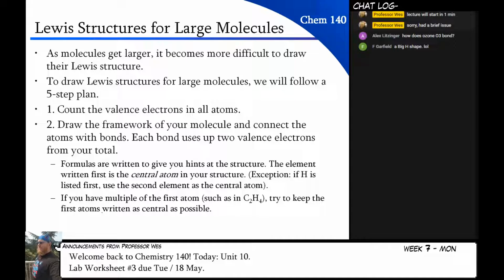Now, when you draw stuff based on your formula, remember the formula is trying to give you a hint as to its structure. The first element is usually the central atom. If it's H, then the second element is, because H can never be the central atom. H can only form one bond to something, so therefore it can never be in the center. If you have a bunch of atoms, such as in C2H4, you want to keep the atom that is listed first as central as you can. Which is why we put all the H's around it equally in that previous example.